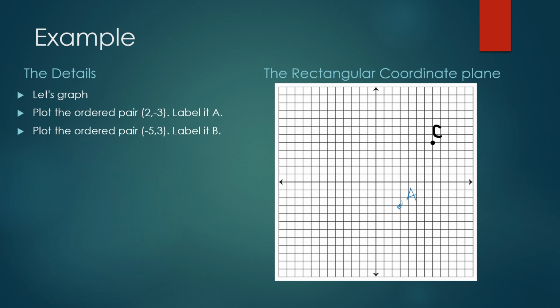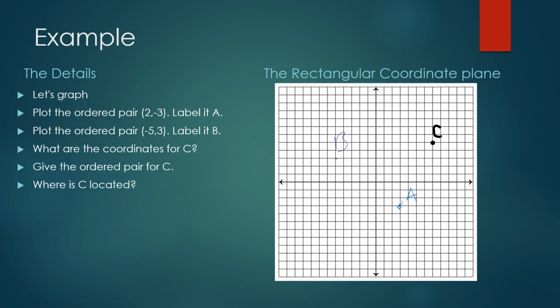And then finally, we will now plot the ordered pair negative 5, 3, and we'll label it B. This time we're going to go to the left, 1, 2, 3, 4, 5, and then we'll go up 3, 1, 2, 3. So right there. I wish it was a little bit bigger. Sorry. And then that's B, right there.